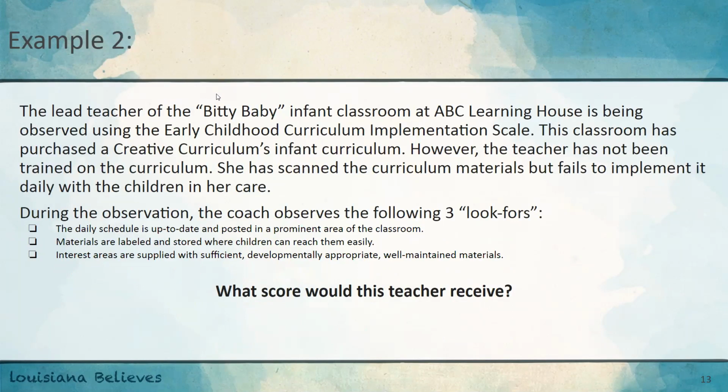Okay, let's look at this example. The lead teacher of the Bitty Baby infant class at ABC Learning House is being observed using the Early Childhood Curriculum Implementation Scale. This classroom purchased a Creative Curriculum infant curriculum. However, the teacher has not been trained on the curriculum. She scanned the curriculum material but fails to implement it daily with the children in her care. During the observation, the coach observes the following 3 look-fors. What score would this teacher receive?